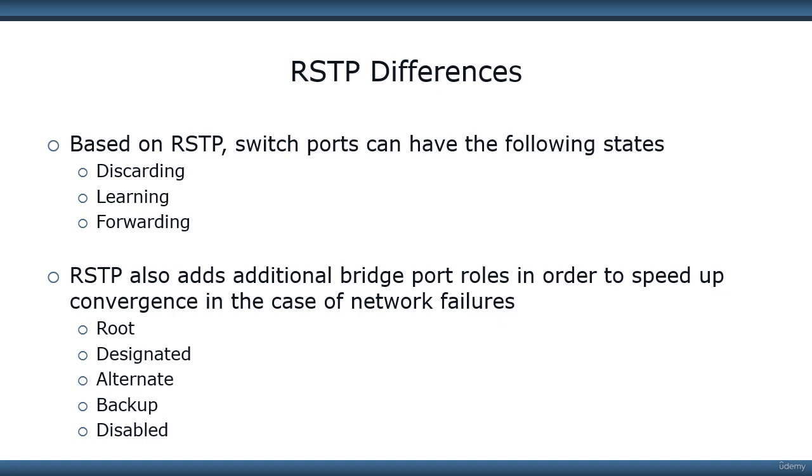It also adds additional bridge port roles in order to speed up convergence in the case of network failure. So you have a root, a designated root switch, alternates, backups, disabled. Again, all of those are automatically determined by the switches themselves. There's one root. There is a designated path to that root. There's an alternate path to the root, or you have disabled.